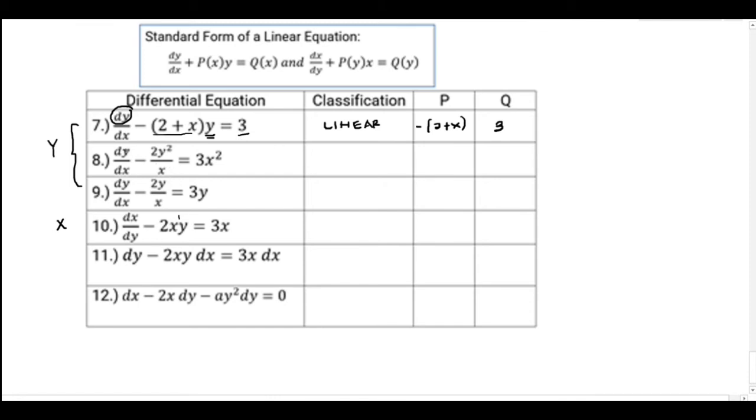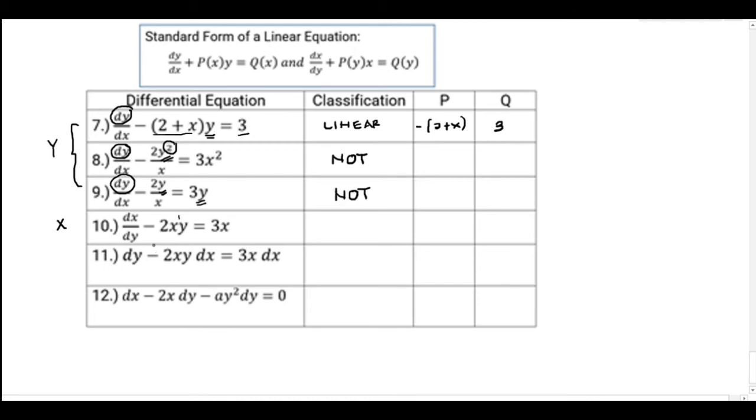For number 8, we have here dy, and we have here y squared. Since the exponent is 2, therefore, this is not linear. For number 9, this is dy, and we have here y raised to the first power. However, the rest are not only function of x. We have here y. Therefore, this is not linear.